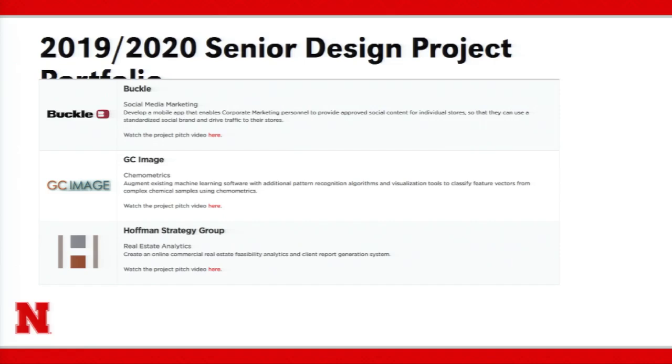Welcome new sponsor Buckle. Kevin, where are you? Kevin, great. Kevin's going to make a social media marketing solution. GC Image, Steve, thank you for joining us. You're going to make a chemometrics application. Hoffman Strategy Group. Jerry, welcome. We think we're going to make a real estate analytics solution.